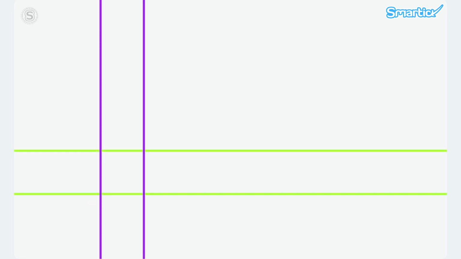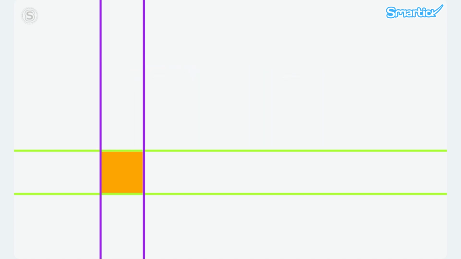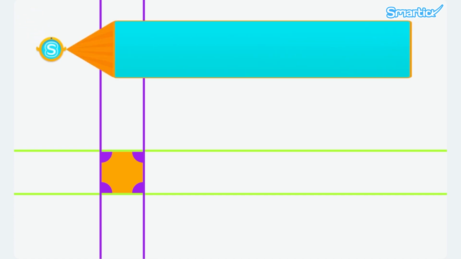Now, Amy and Eva have crossed their rays perpendicularly to each other, forming a new shape. Does the shape have equal sides? Yes, it does. Since the rays from each laser pointer are separated by the same distance, whatever shape they form will have equal sides. And does it have equal angles? Since the rays from the laser pointers cross at a perpendicular angle, they make right angles, which we know are equal. Rhombuses that have equal and right angles are called squares.